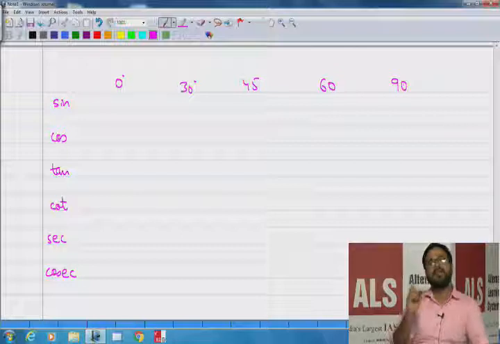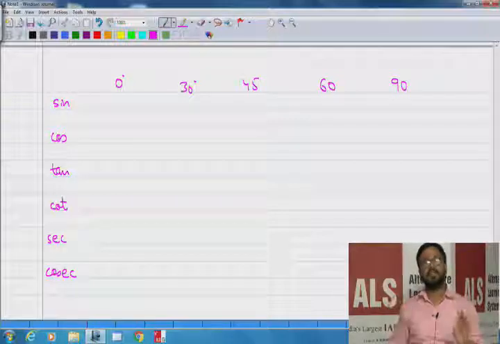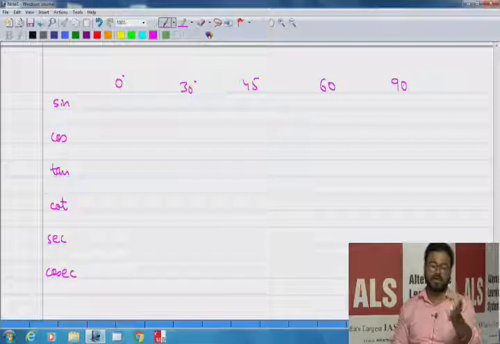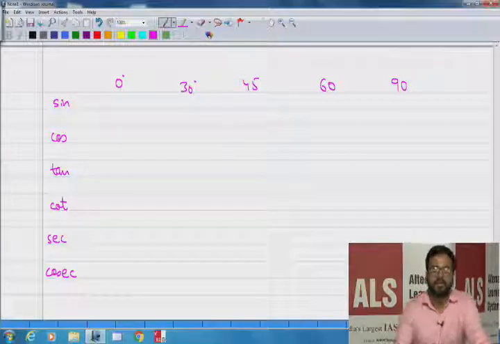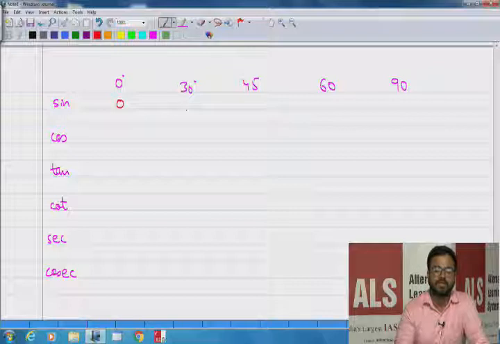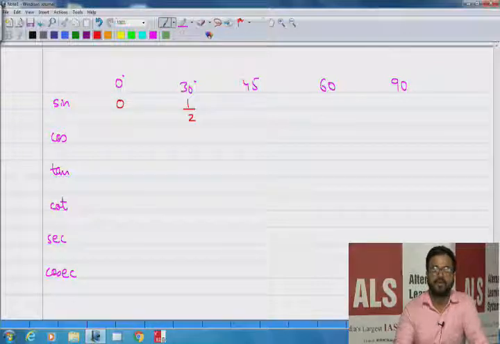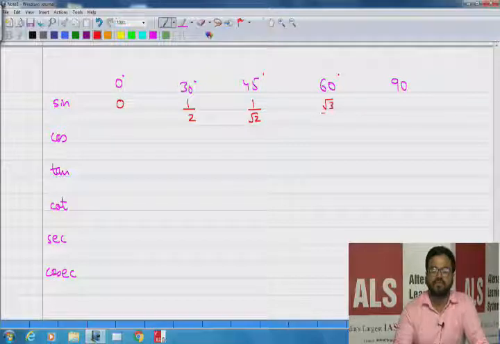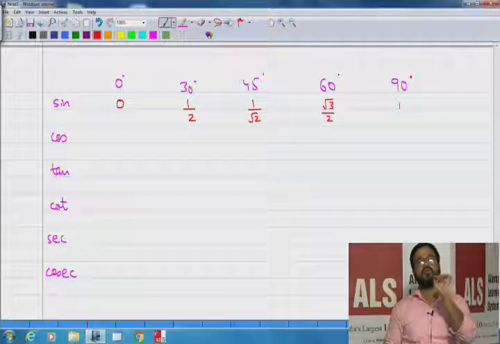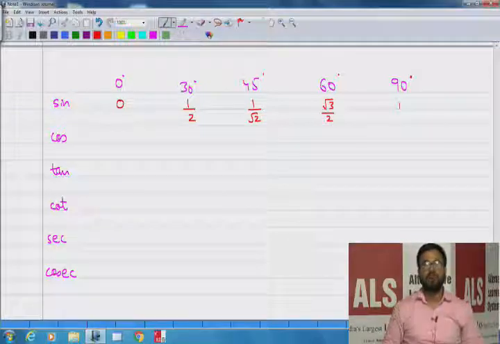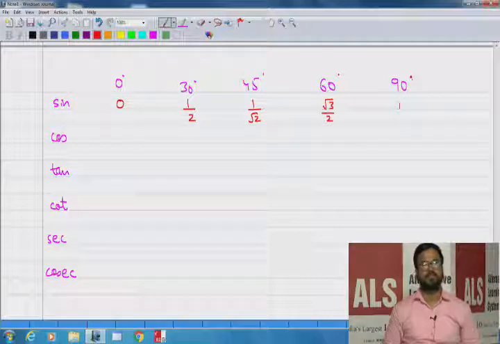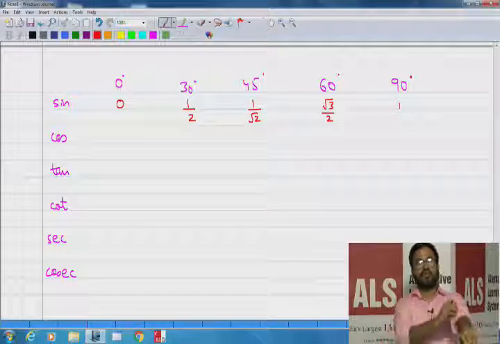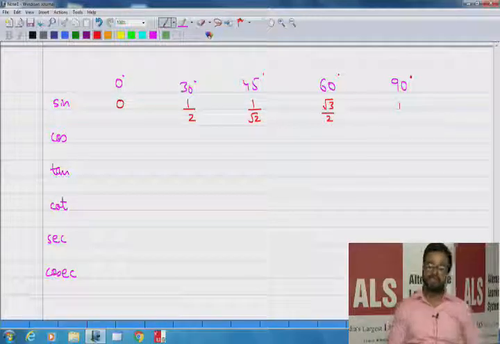Only one line you have to remember, the values for sine. The rest of the things you can relate with the sine. Sine of 0 degree is 0, 30 degree is 1 by 2, 45 degree is 1 by root 2, 60 degree is root 3 by 2, and 90 degree is 1. Only this line you have to remember: 0, 1 by 2, 1 by root 2, root 3 by 2 and 1. Nothing else. If you can memorize this one, the rest of the values are very easy.